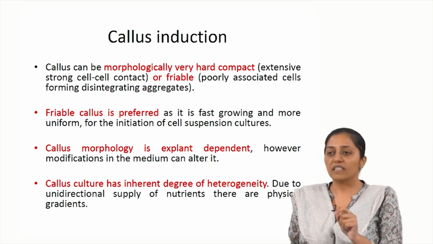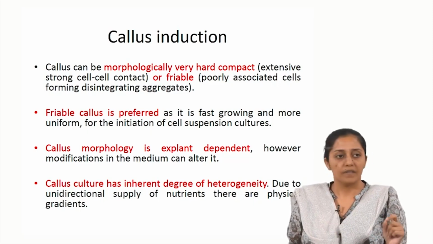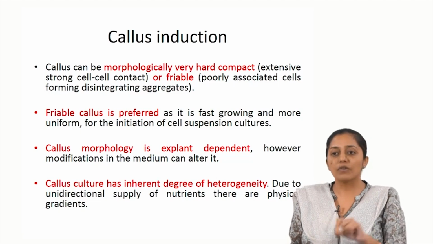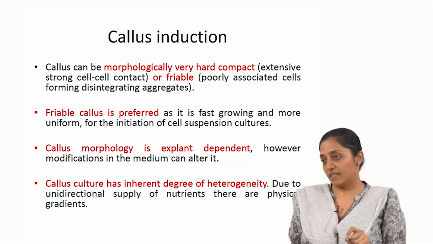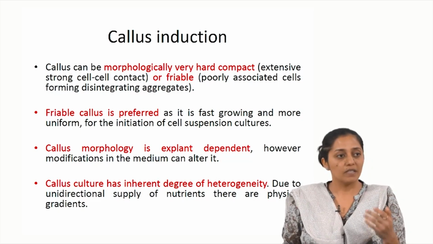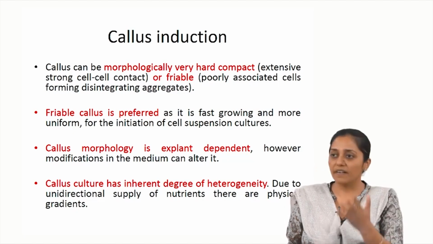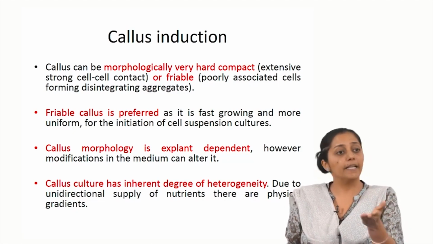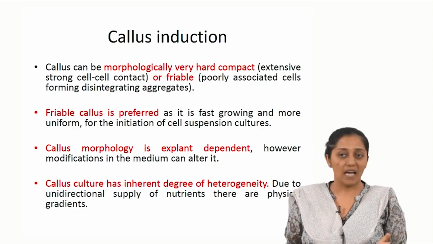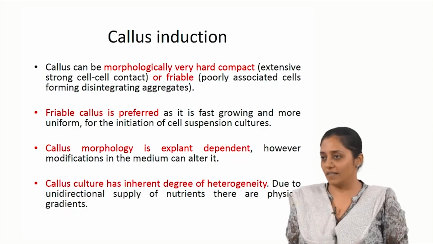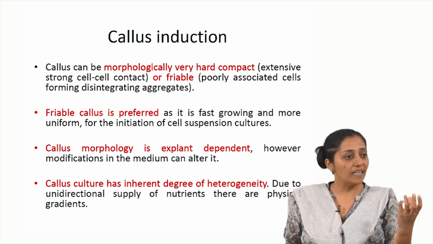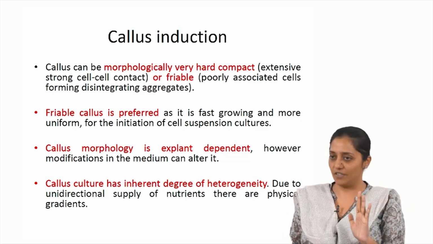Now this is a demerit in one sense. What demerit? This also gives heterogeneity to the callus nature, because there are physical gradients, nutrient gradients, thereby leading to biochemical gradients and maybe differences in their biosynthetic capacity. So that is why callus can be heterogeneous in nature.